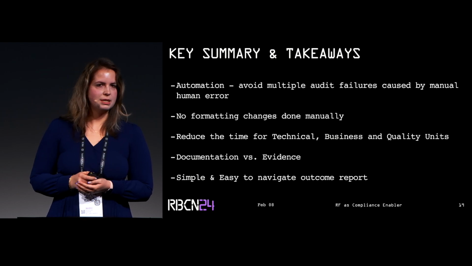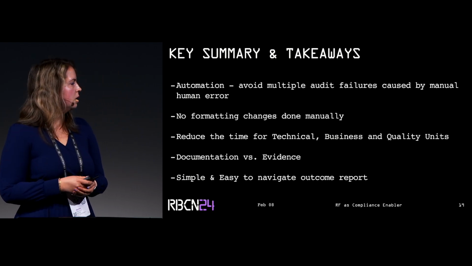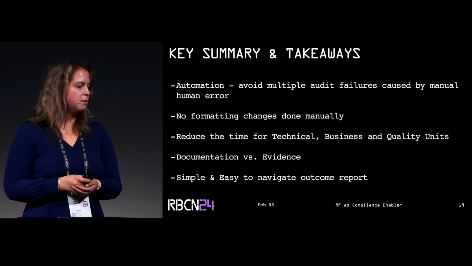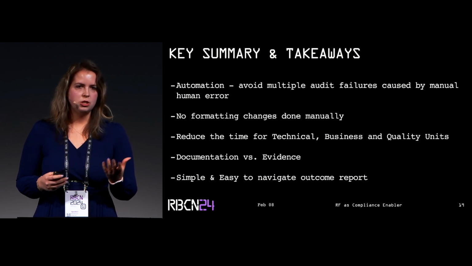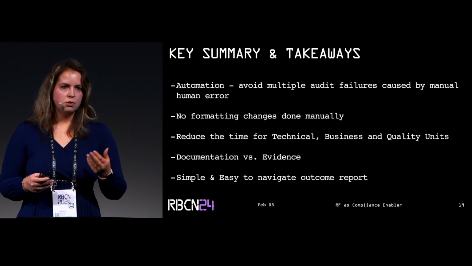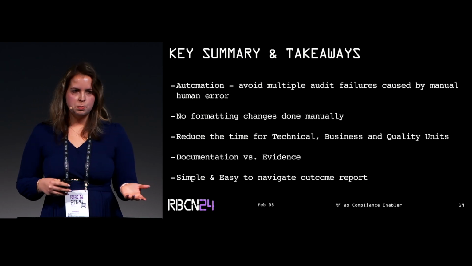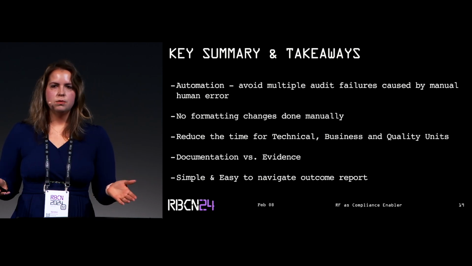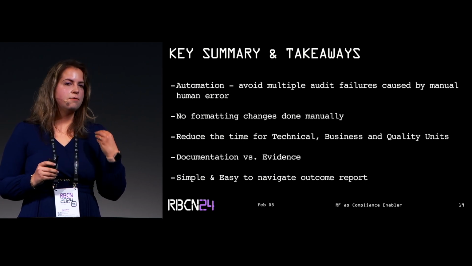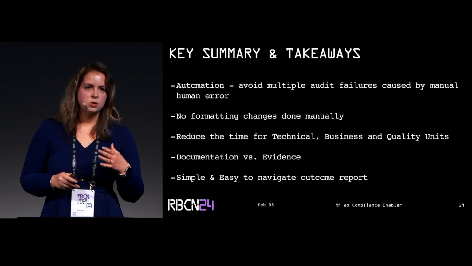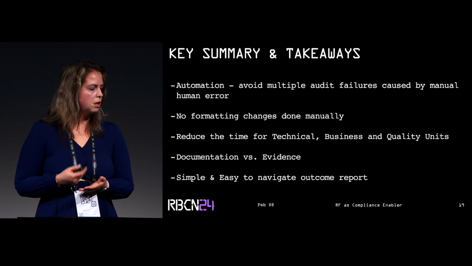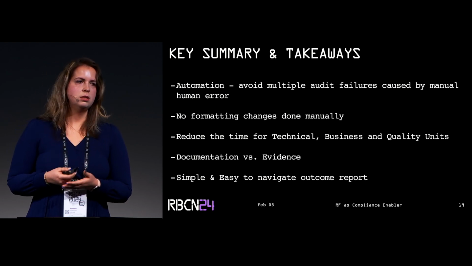Let's conclude with some key summary and takeaways. It's always good to use automation as much as possible. It means that if you start using Jinja templates and you fill the data in using Robot Framework and a Robot Framework listener, you can then expand it and use it for basically whichever type of document you feel like. And it can avoid multiple audit failures because of mistakes that can be made while filling the documents manually. No formatting changes need to be done.